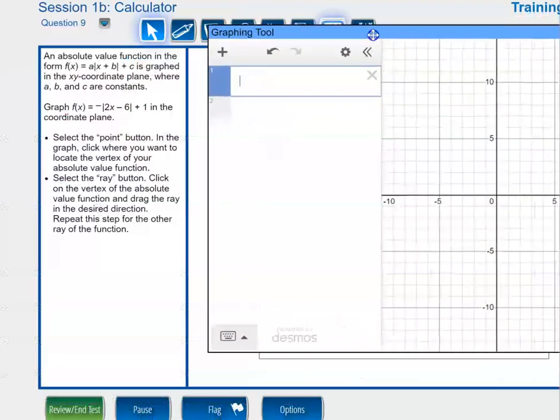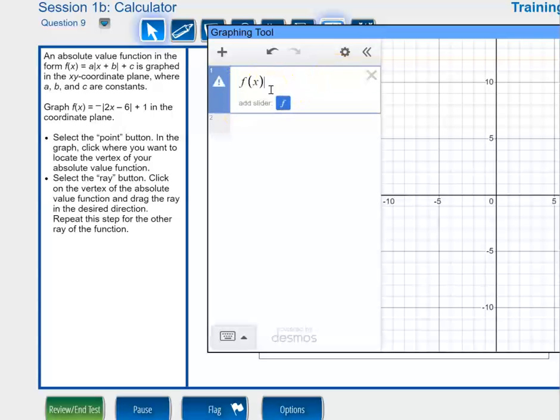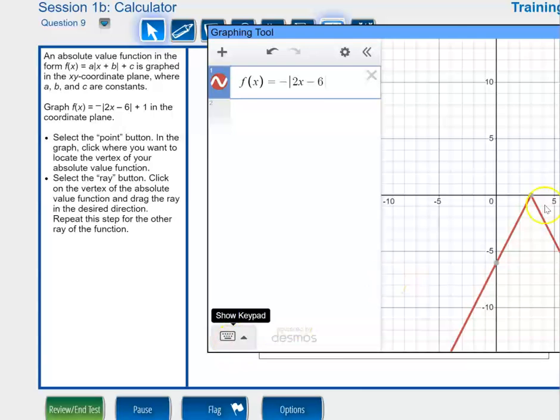Now, the first thing I want to do is type in this function exactly as it appears. So I'm going to put the negative, and then the vertical bar. You can actually type on the keyboard itself. It's right above the enter key on the right side of the keyboard. Or you can use this keyboard down at the bottom where it says show keypad.